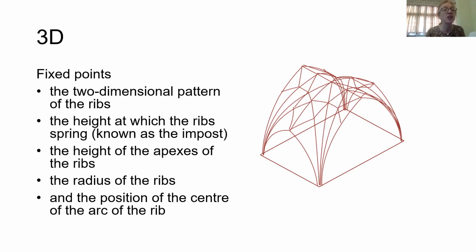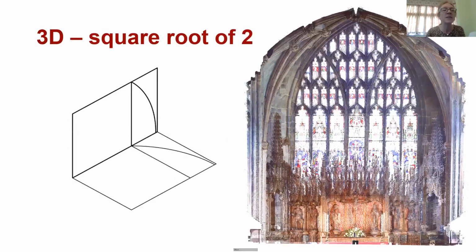There's the 2-dimensional pattern of the ribs, the height at which the ribs spring, known as the impost, the height of the apexes of the ribs, the radius of the ribs, and the position of the centre of the arc of the rib. Each of these factors could be used as a starting point, which then limits the options available for the others. Once 4 out of the 5 factors have been fixed, the 5th automatically follows. Some of these elements could be fixed by the pre-existing architecture.